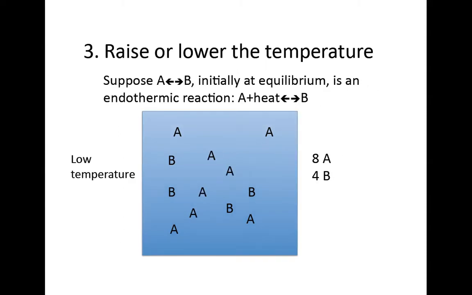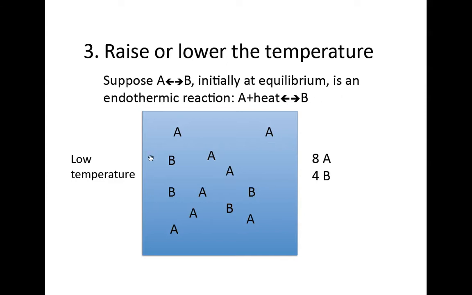The third case is raising or lowering the temperature. Now we have a different stoichiometry. Once again, it's just A reacts to form B. It's initially at equilibrium. We're just going to say, for the sake of argument in this case, that it is an endothermic reaction. So we can think of the stoichiometry as going something like this. An endothermic reaction consumes heat. So A plus heat makes B is a loose way of thinking about that reaction.